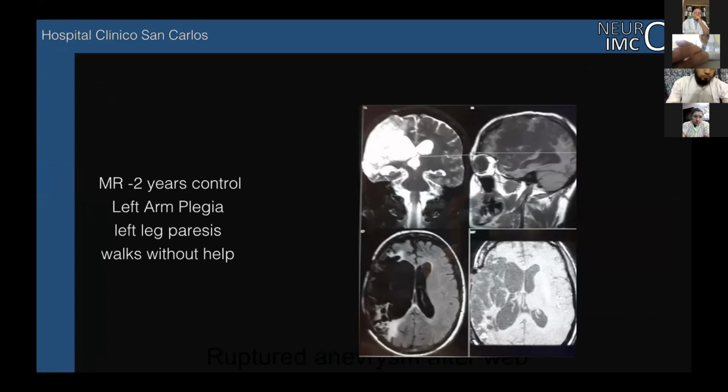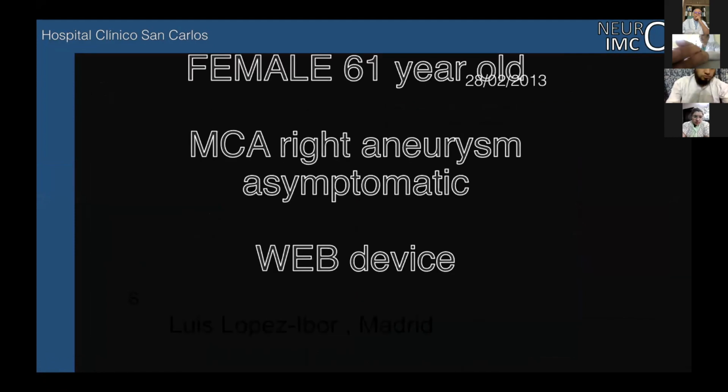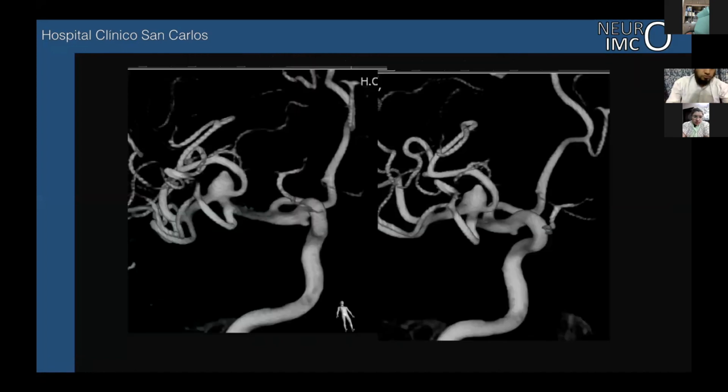Okay. The second case is also an MCA asymptomatic aneurysm, 61-year-old. This patient, I decided to treat with the WEB. It is my first case. He comes with one proctor, and when I discuss, it's similar to the case presented by Professor Jabbour.